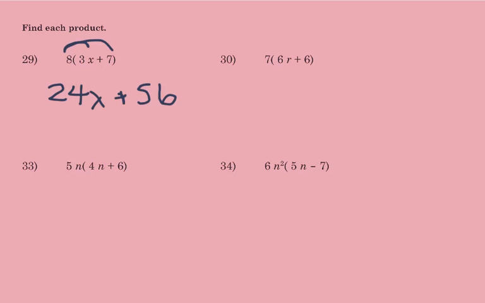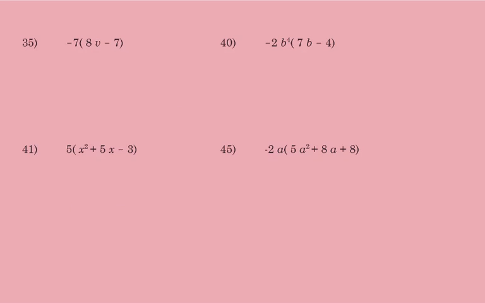All right, so what about 33? Well, now we're just adding in an extra variable. So it's 5n times everything. Okay, coefficients first. 5 times 4 is 20. N times n, 1n times another n. That's 2 n's for an n squared. Then 5n times 6. 5 times 6 is 30, a positive 30. Keep the n. For 41 and 45, right, just distribute across all three.